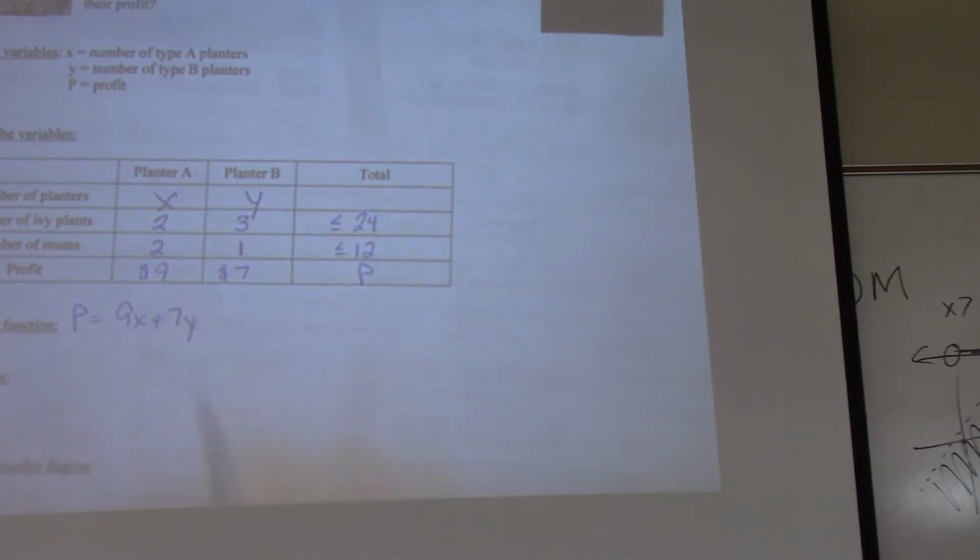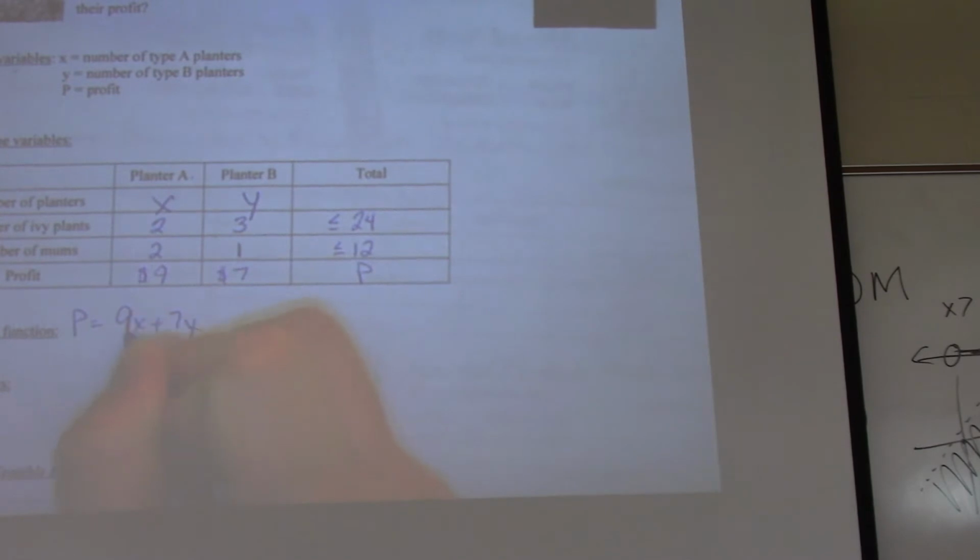9x plus 7y. Why did you put x with 9 and y with 7? Because that's what it is. Because that's what each of them are, right? It was $9 for type A, it was $7 for type B, okay? So that's exactly it. Don't overthink the objective function. It is an equation, an equal sign, and they're usually given to you right in the problem as long as you know which variable goes with which one, okay?